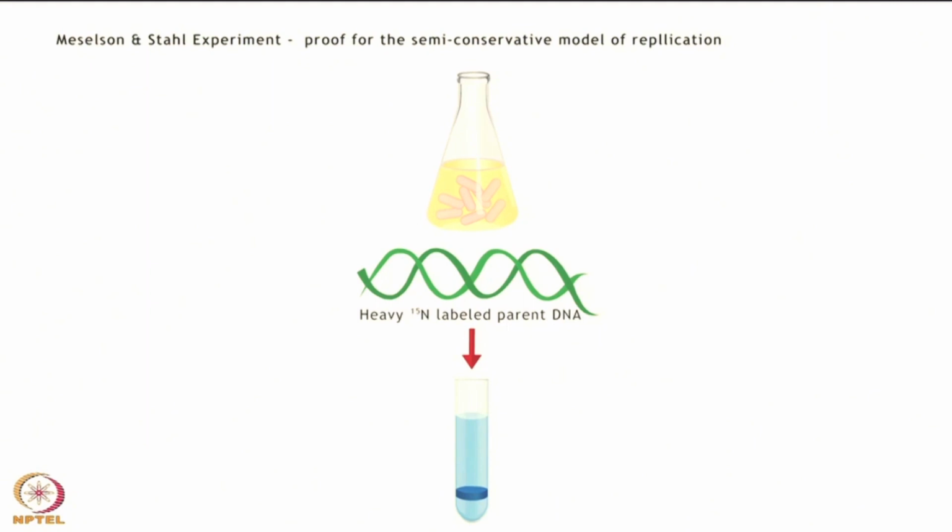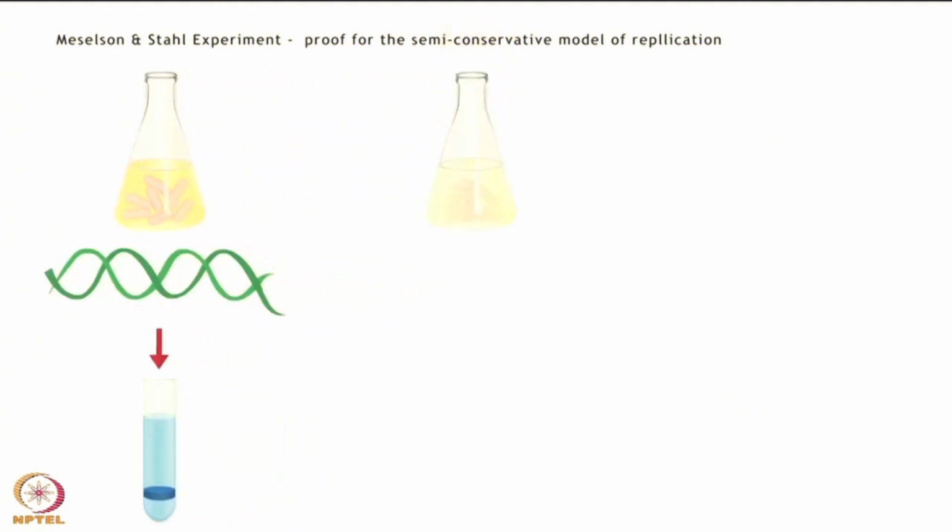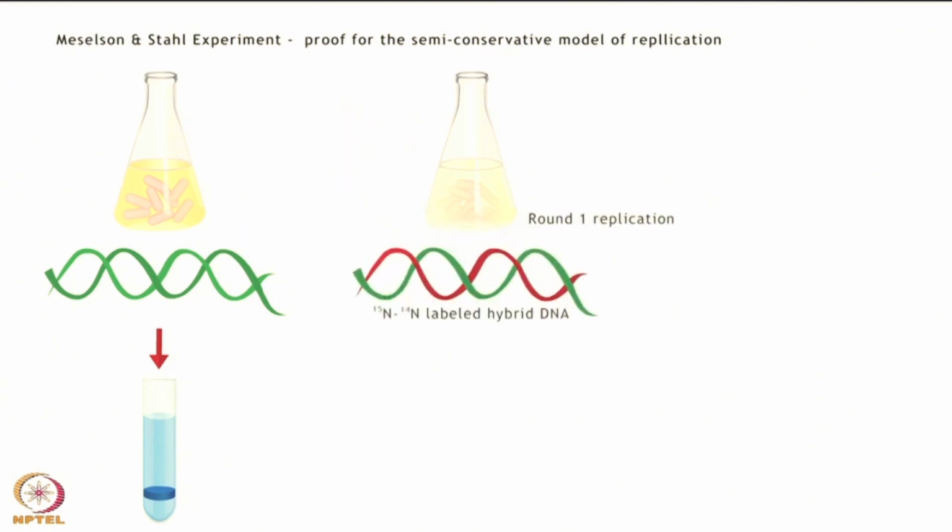For this, they grew E. coli cultures for several generations in N15 containing medium, so that the bases in DNA contained N15 instead of N14. Next, they transferred and grew the cultures for several generations in an N14 containing medium. Throughout the period of growth, samples were taken, cells lysed, and the DNA analyzed by centrifugation in CsCl gradient.